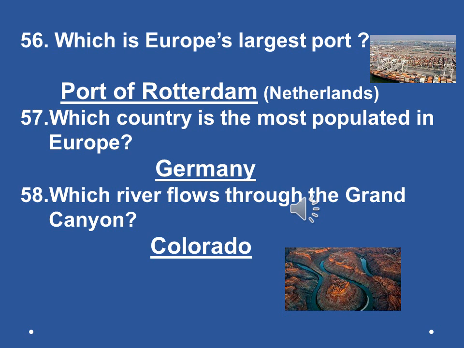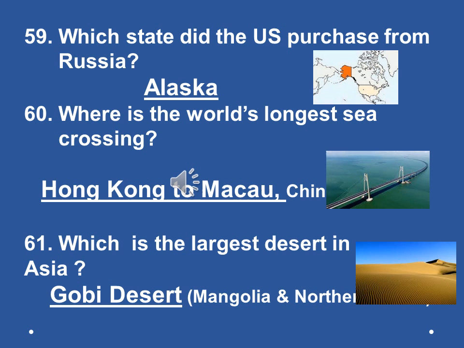Which is Europe's largest port? Port of Rotterdam, Netherlands. Which country is the most populated in Europe? Germany. Which river flows through the Grand Canyon? Colorado. Which state did the US purchase from Russia? Alaska.